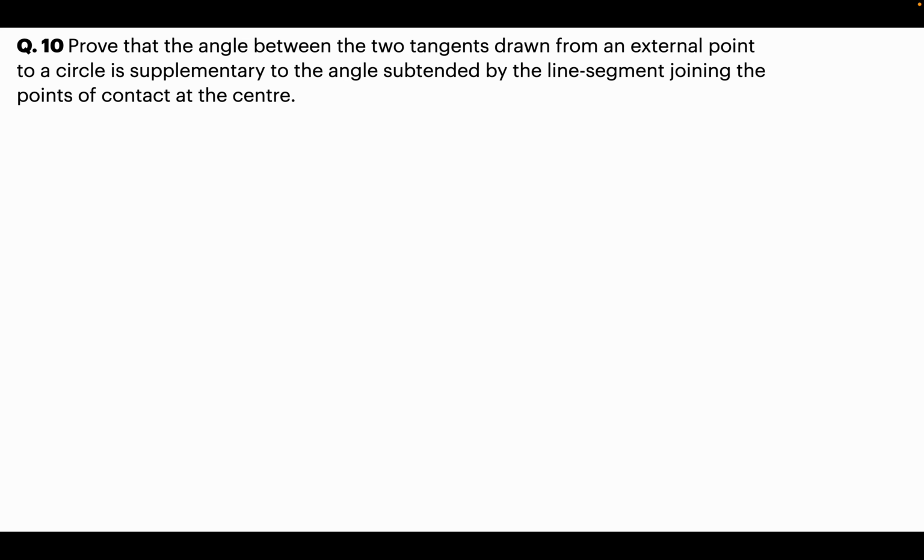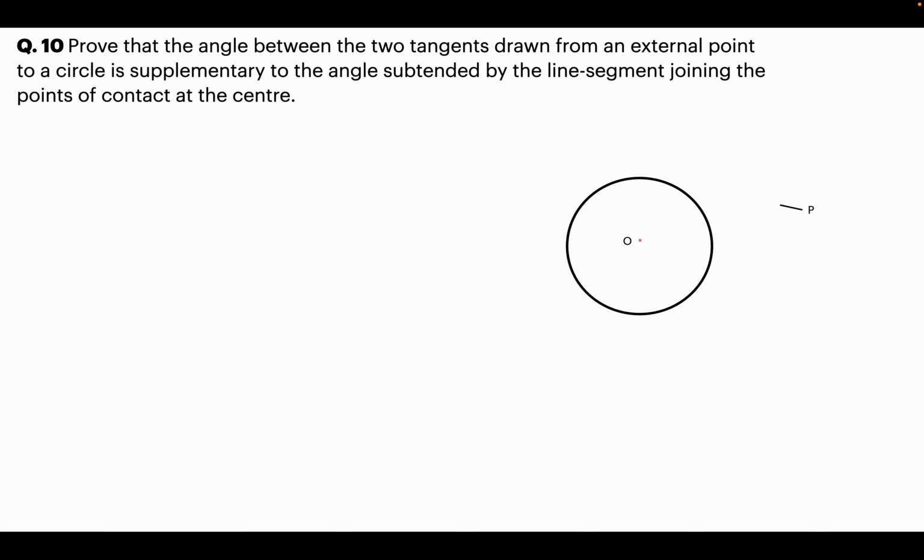Problem 10. Prove that the angle between the two tangents drawn from an external point to a circle is supplementary to the angle subtended by the line segment joining the points of contact at the center. That means if you draw a circle like this here and its center is O, and if you locate a common point P outside the circle, and let's go back to the question, prove that the angle between the two tangents drawn from an external point.